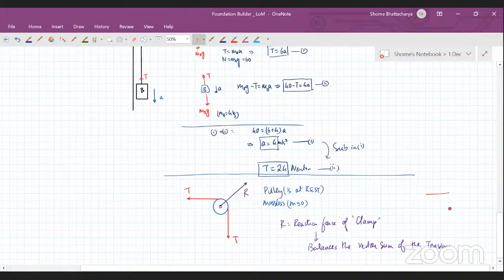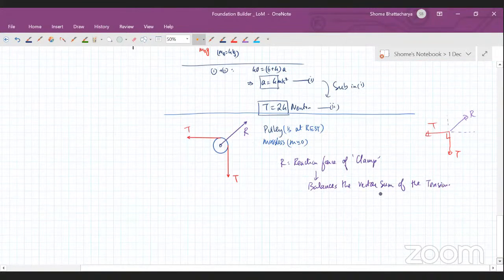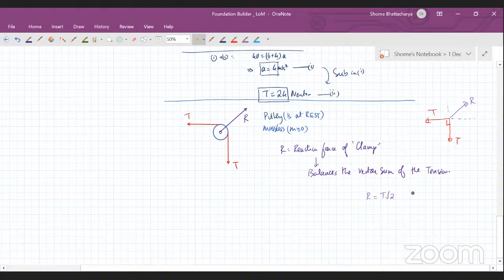This tension T and this tension T, they're at 90 degrees. They should be balanced by this reaction force. Okay. So you can see that the reaction force will have a magnitude of T root 2 and act at 45 degrees like this. So this is how it balances.